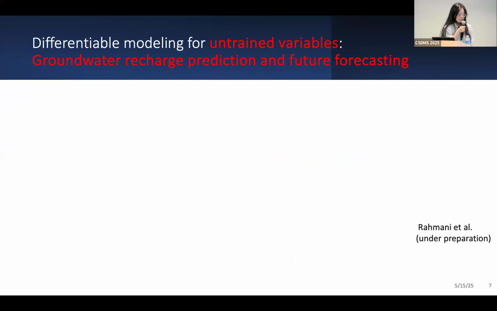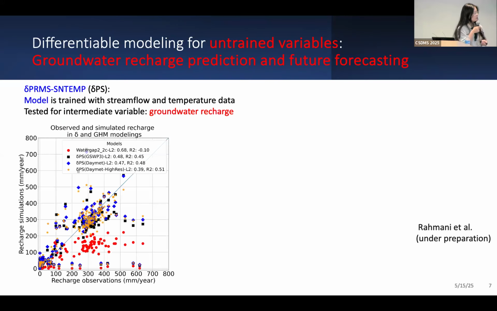One very good advantage of the differentiable model is that it can provide us with untrained variables. Since it's based on process-based models, there are a lot of intermediate variables simulated inside of it. Based on this, we can have predictions of untrained variables, for example, groundwater recharge.